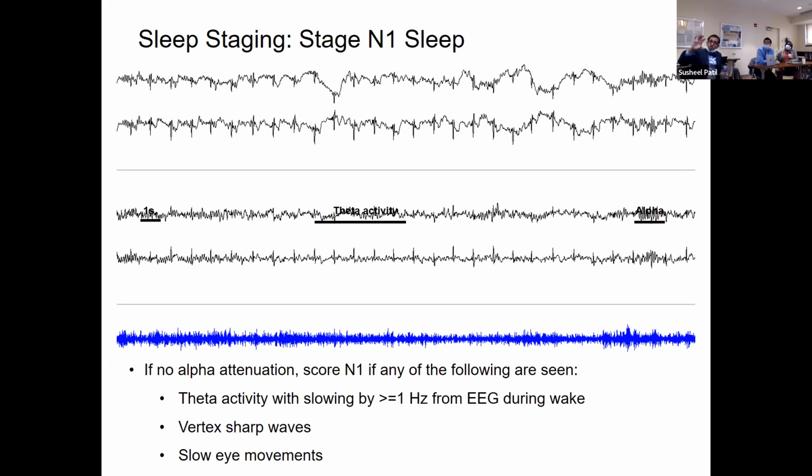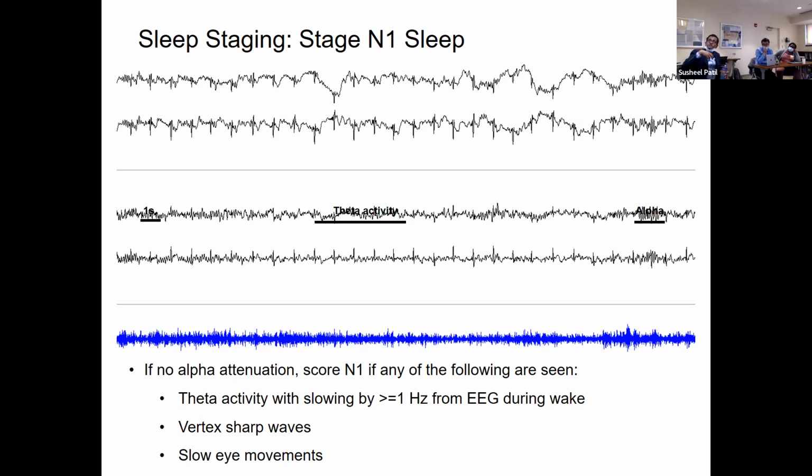One of the things to know is that about 10–15% of people don't have a good posterior dominant rhythm when they close their eyes. The rules for scoring N1 sleep are different in that case, because you don't have your usual things to look at. What you want to look for is theta activity and slowing of the EEG by at least 1 hertz from wake to sleep.